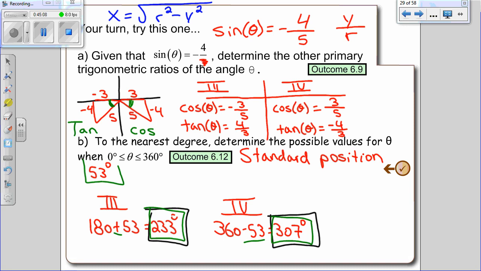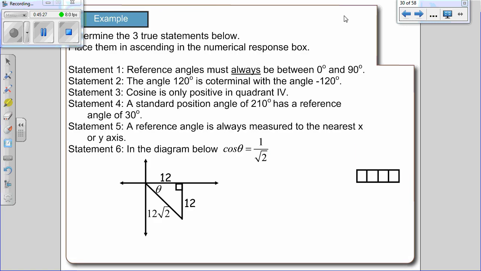All right, we have 2 questions that came, I believe, both off of exams. So this is an old exam question. It's a numeric response question. If you read it, it says determine the 3 true statements. It usually tells you in the question how many statements you should be answering with, so that you don't think it's 1 or 2 or 4. It's saying there's got to be 3 true statements.